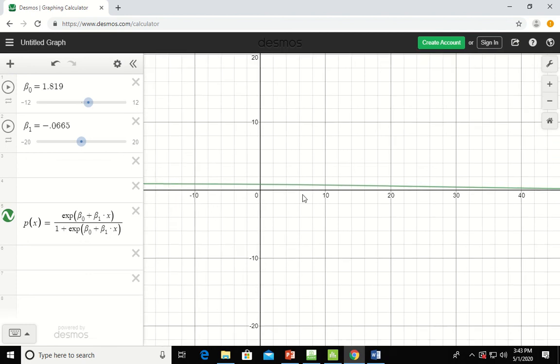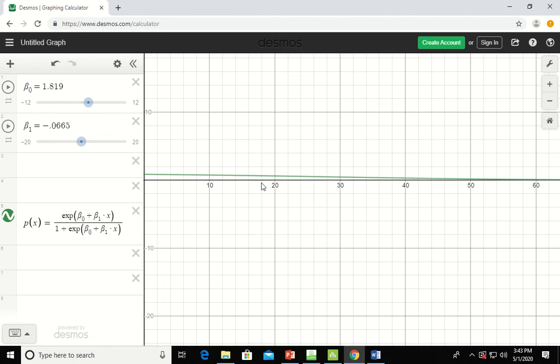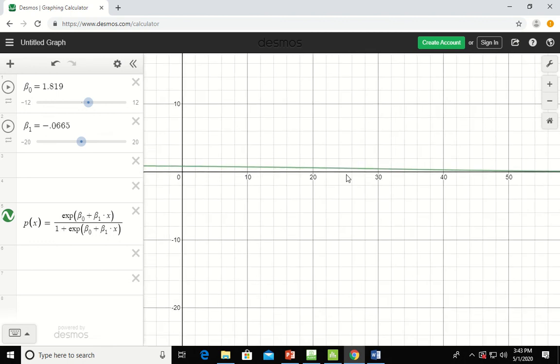And the question is, does it look reasonable? So it looks like you have a worse chance of surviving the later you go, and really we only want to look between 0 and 1. So I think it's pretty reasonable to figure out the probability. So the graph looks pretty good.